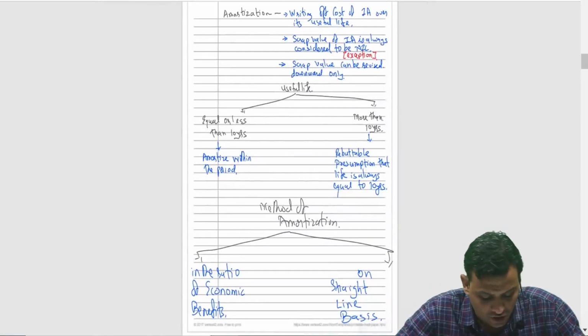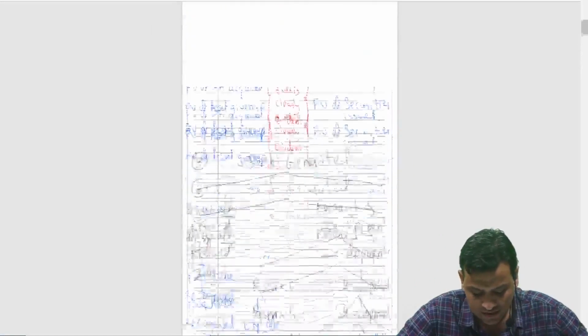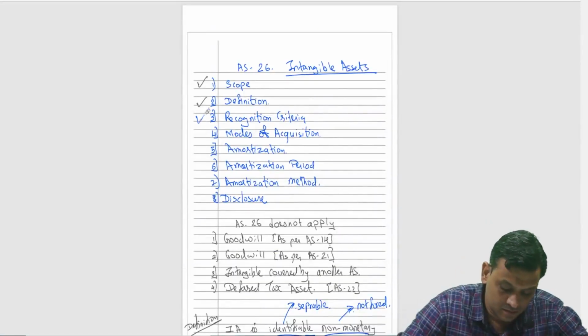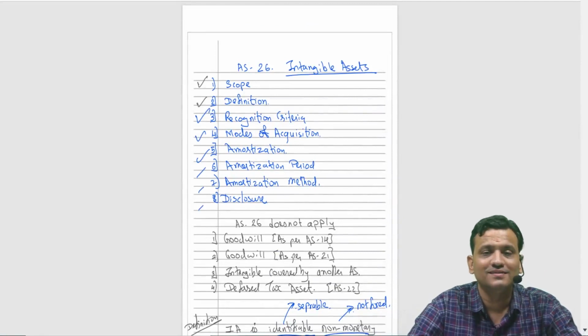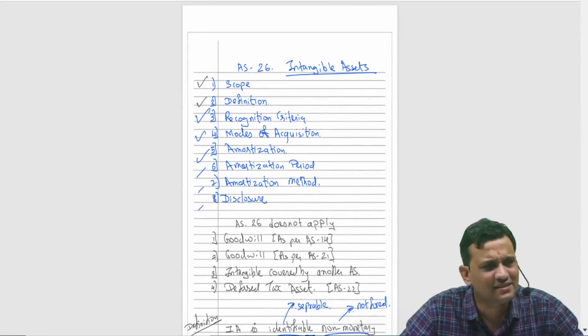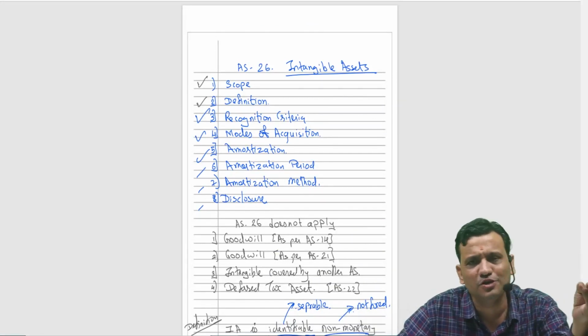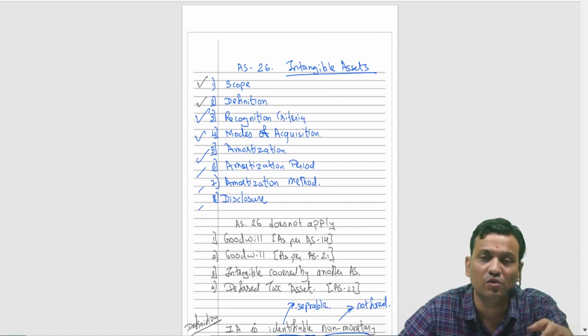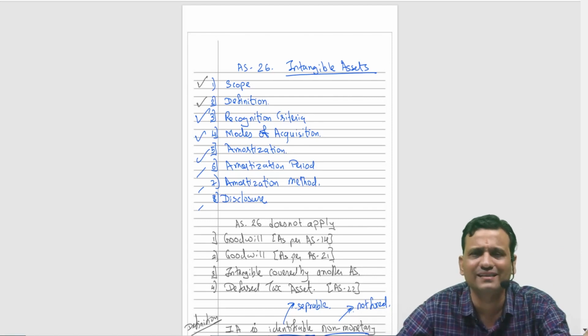Okay, so this is all about your AS26. Of course, disclosure is self-study, in the sense you just have to go through it: the original cost of each and every intangible, the accumulated amortization at the beginning, so the WDV at the beginning, the additions made during the year, the deductions during the year, the basics. That is the disclosure basically.